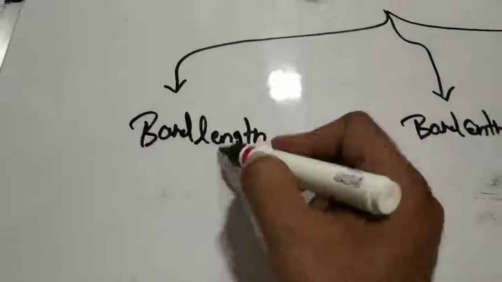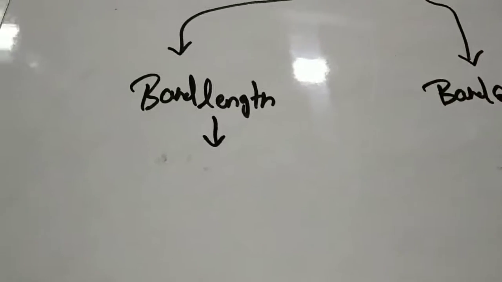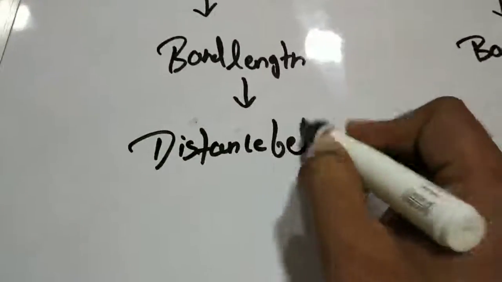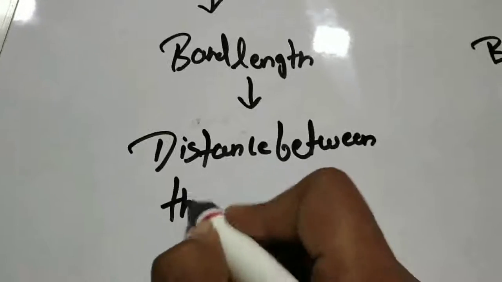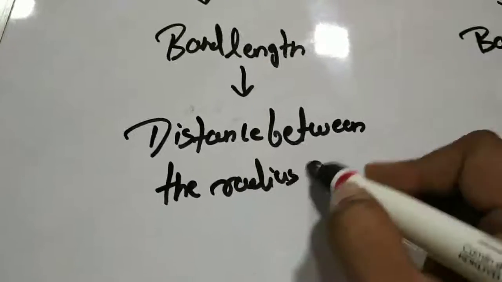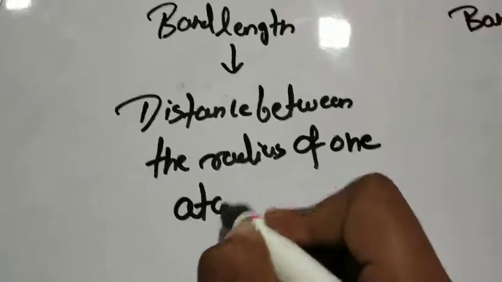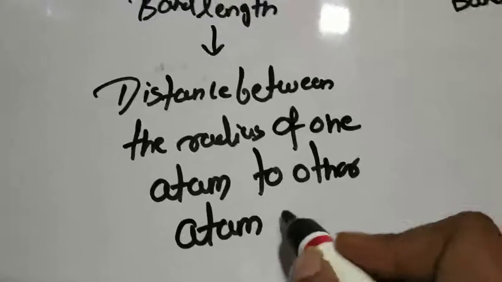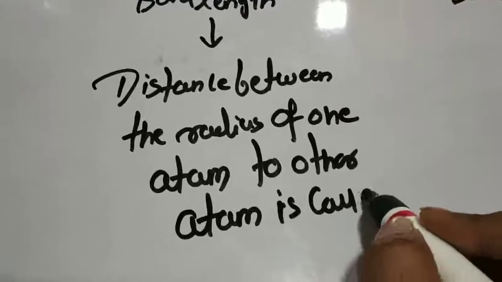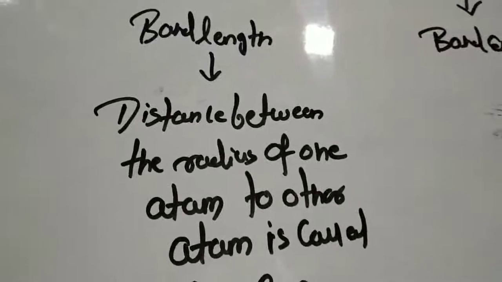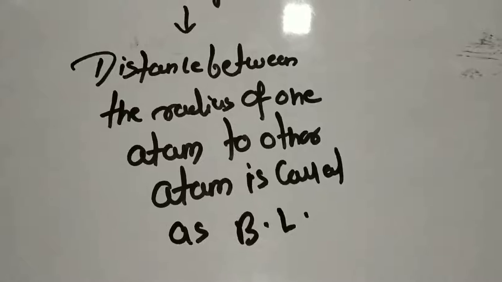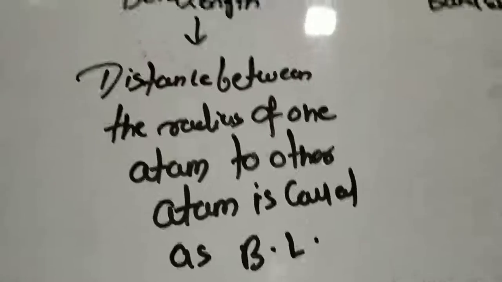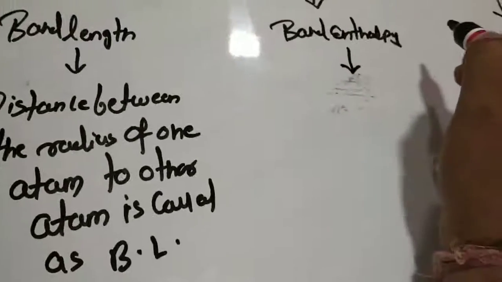So here in this case, what is the bond length? First we have to understand what the bond length is, right? Bond length is nothing but the distance between the radius of one atom to the other atom. This is called the bond length, right? Distance from the radius of one atom to the other atom is called the bond length, right?